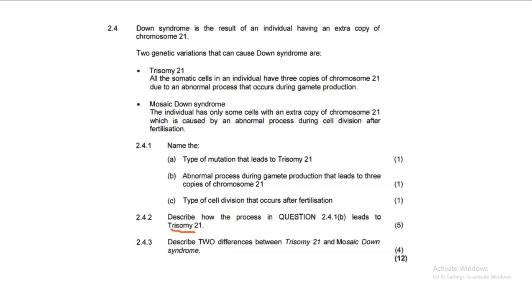Remember, non-disjunction occurs during anaphase 1 or anaphase 2. So you must also include the point that non-disjunction will occur in chromosome number 21 during anaphase 1 or anaphase 2. That's the first point. Now your next point: remember, we normally form a pair of chromosomes together. Due to non-disjunction, now there will be an extra chromosome. So instead of forming a pair, we're going to form three. There'll be a cell which, instead of having two, will have three chromosomes.